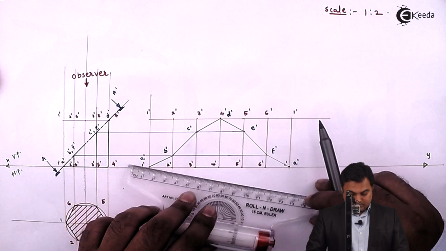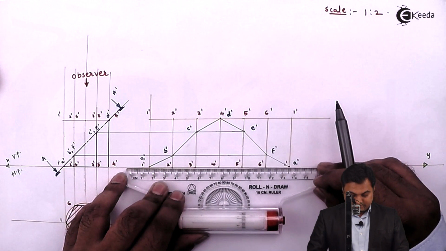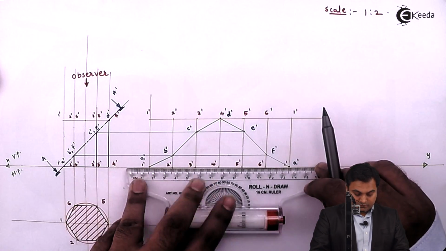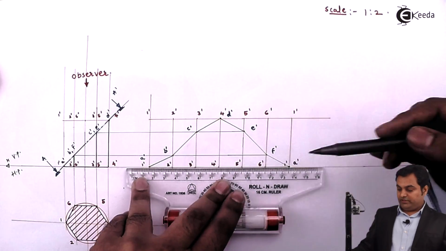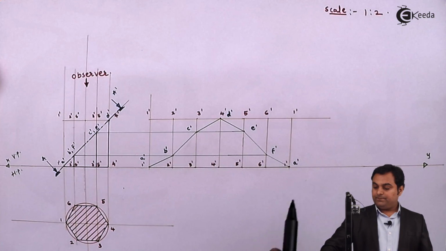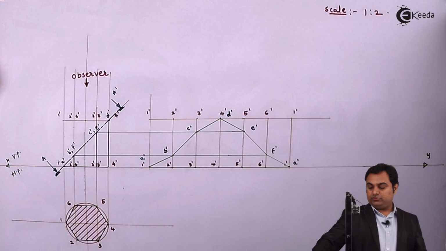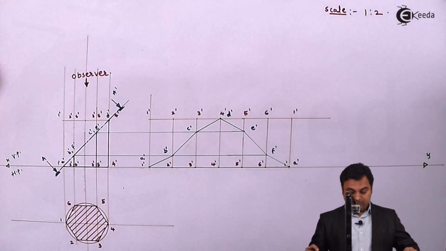And then these corners will be connected. That is A dash to A dash, where the solid will close. So next, after completing this light, I'll make it dark so that we get the true development.